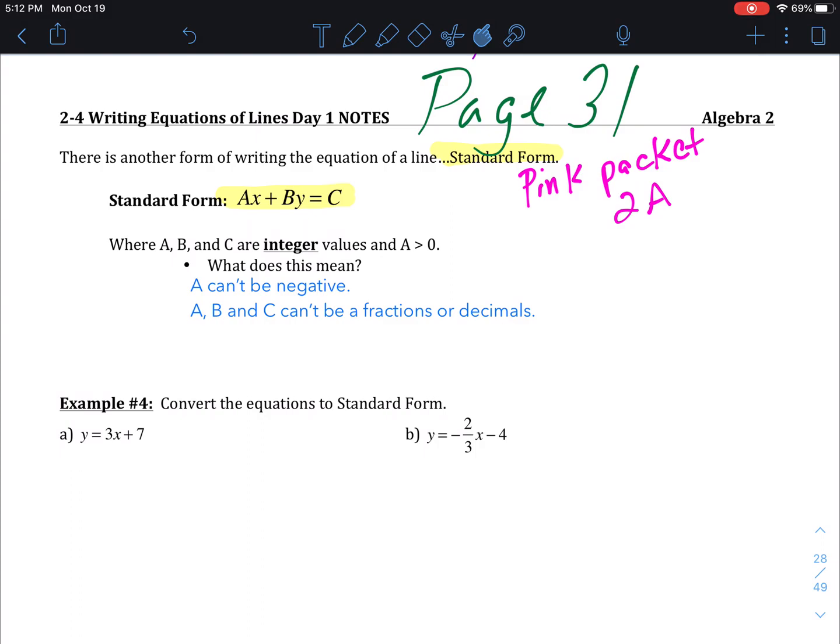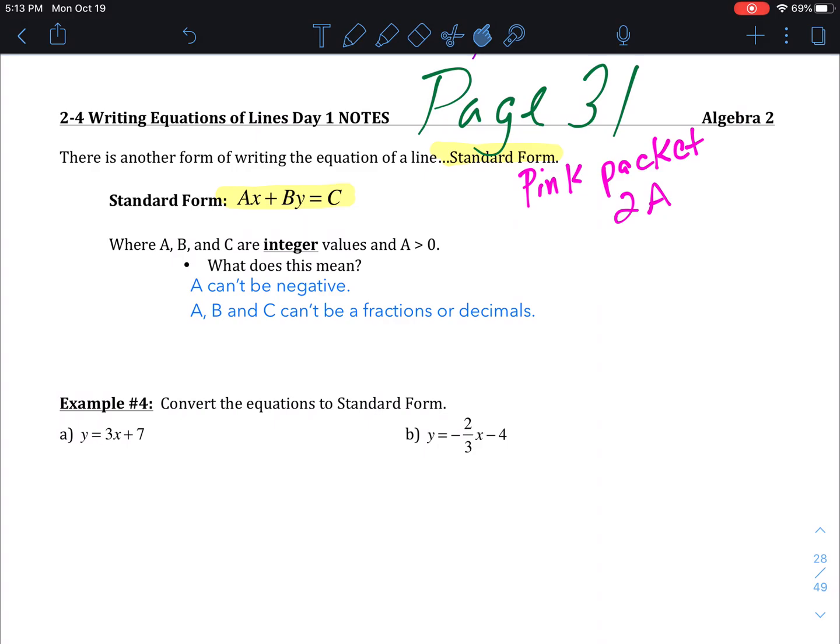Notice it looks different than slope-intercept and point-slope form, but we can actually go back and forth between the three forms. And we can also graph out of this form by doing a little bit of mental math, dealing with intercepts. Now, I do want to let you know that standard form does not show slope.